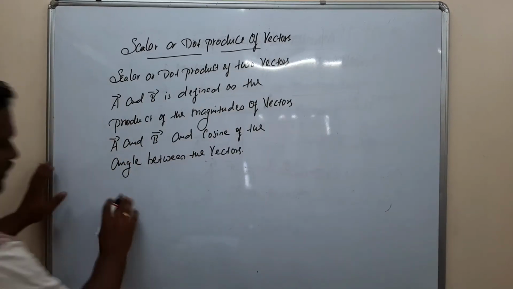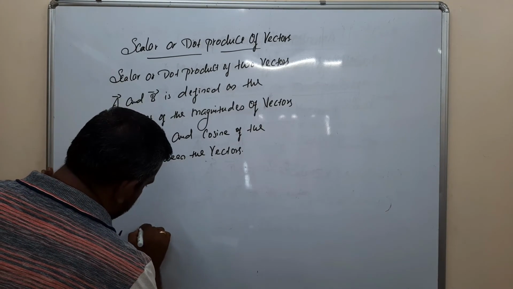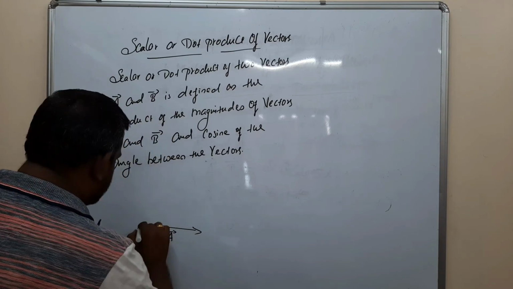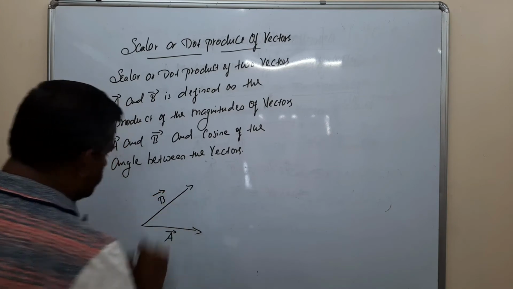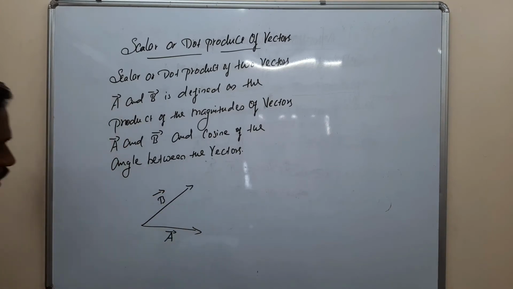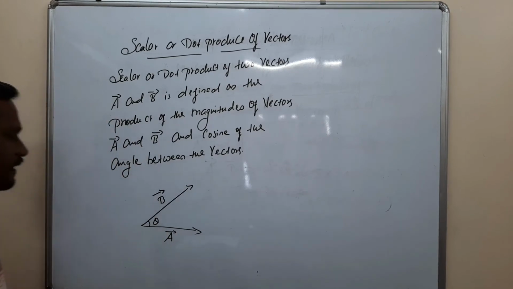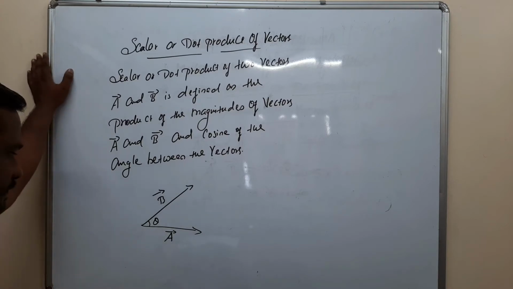Okay, consider two vectors. For example, this is an A vector, and this is a B vector. Theta is the angle between A vector and B vector.